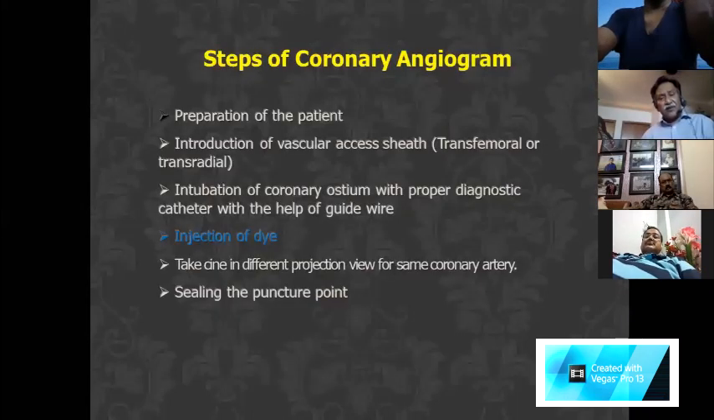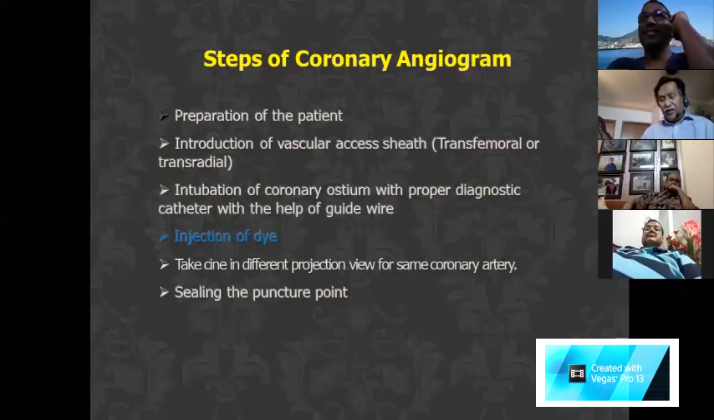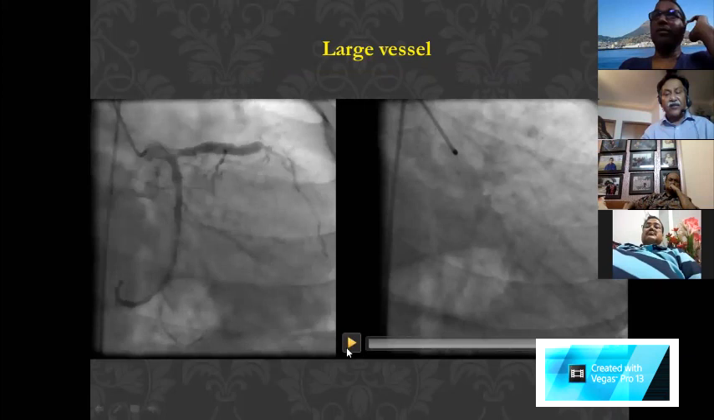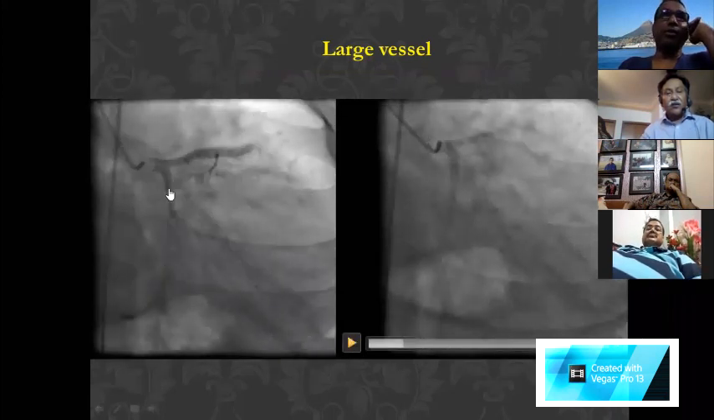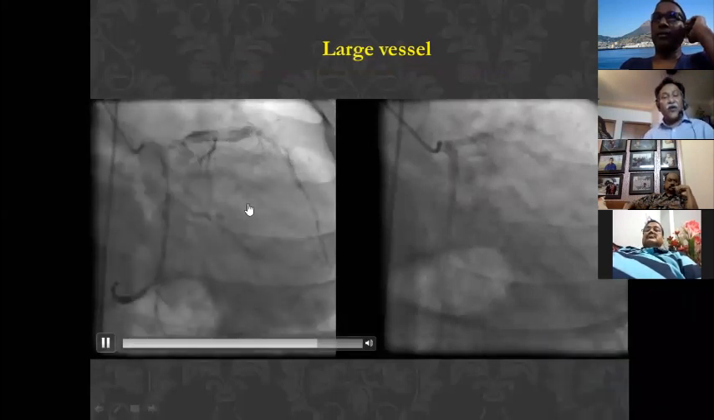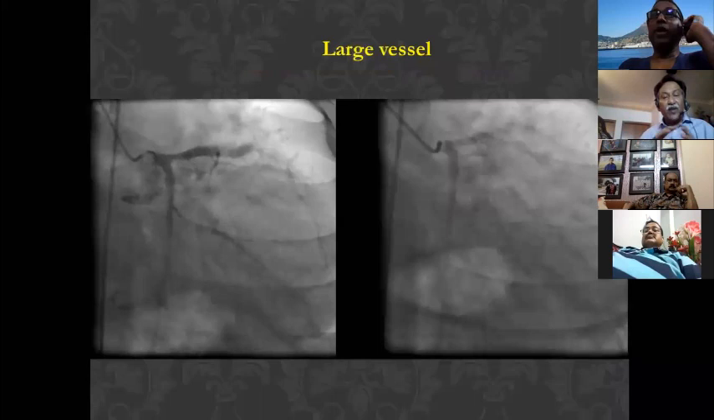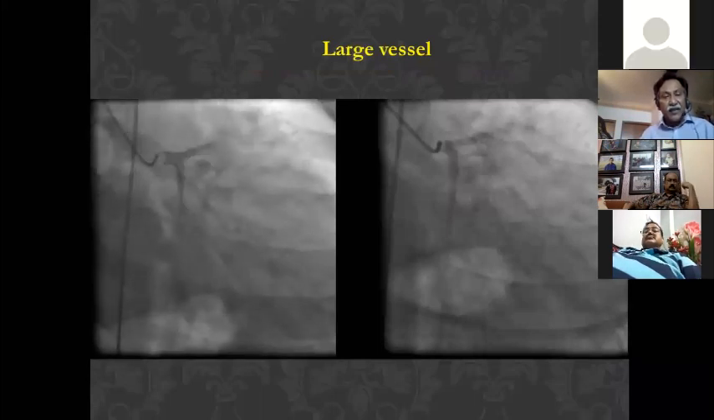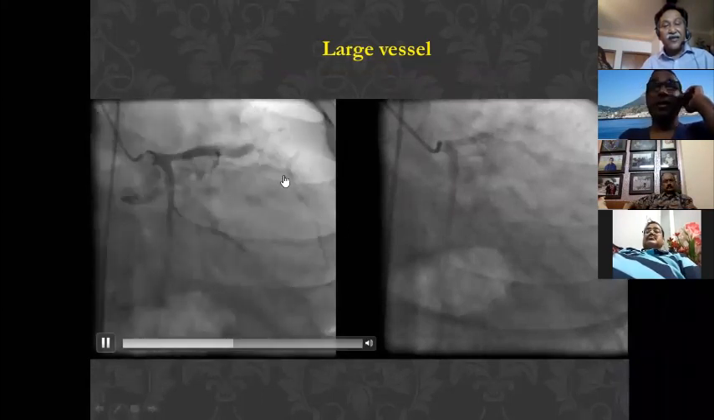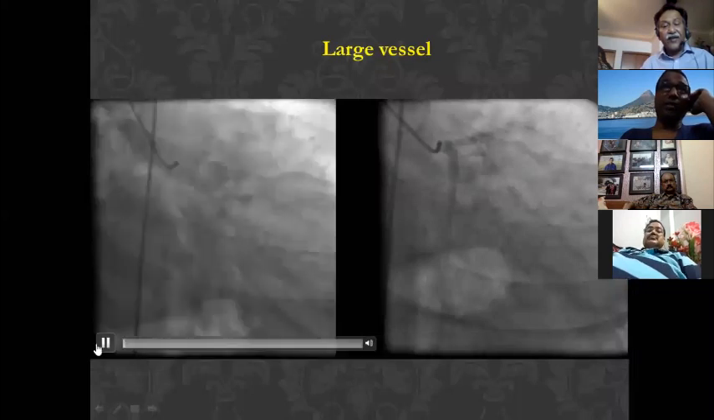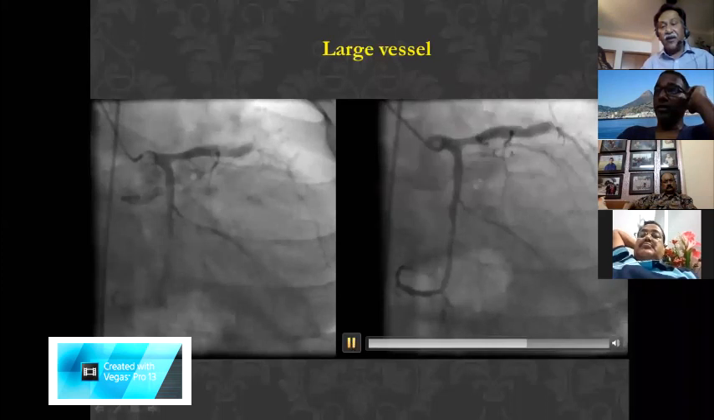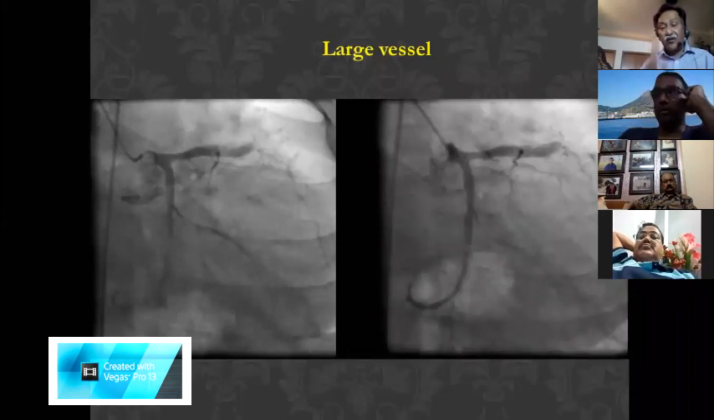Next question comes the injection of the dye. This is important in a sense. Say, for example, this is a patient where the coronary artery was huge, but you have taken a 5 French catheter. A 5 French catheter may not give adequate dye to fill up the coronaries. Here you are seeing, but not clearly, the lesion, the circumflex, and also the distal LAD. So in that case, if you take a bigger lumen catheter, like a 6 French catheter, it will properly give adequate dye to visualize the coronary arteries.